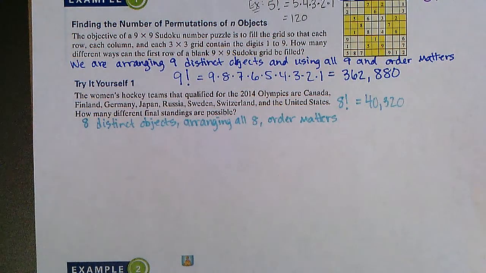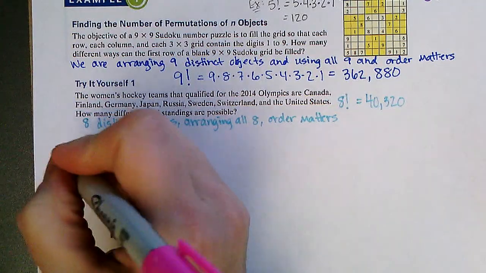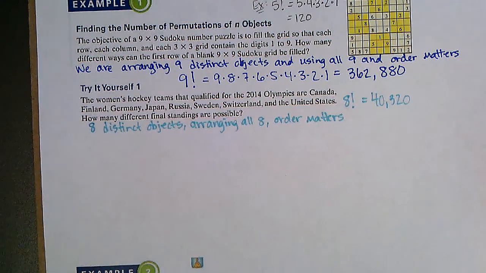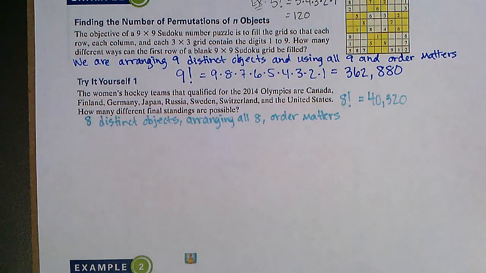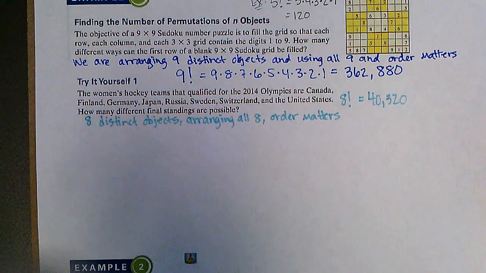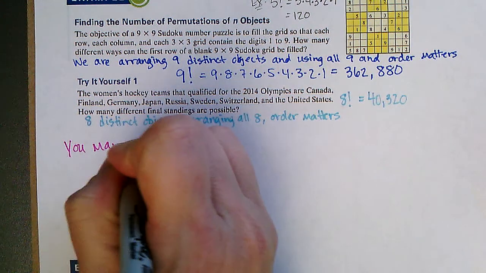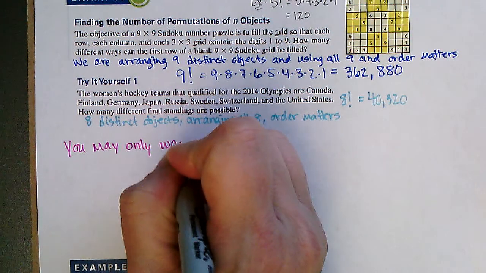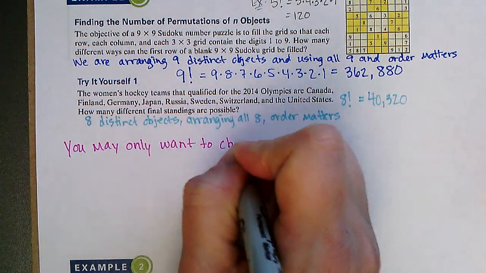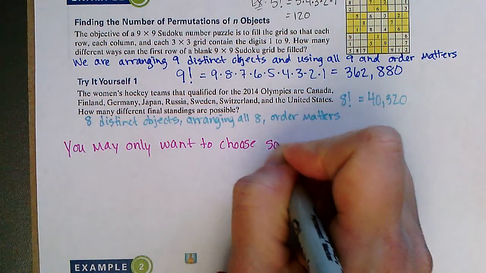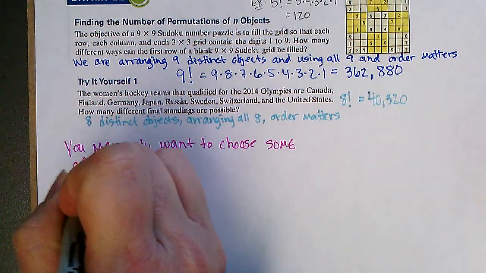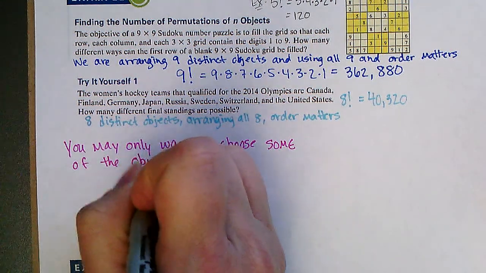Now, we may not always want to arrange all 8 of our objects or all 9 of our objects. So when we do that, it's called a permutation of n objects taken r at a time. So let's write some stuff down. You may only want to choose some of the objects to arrange in order.